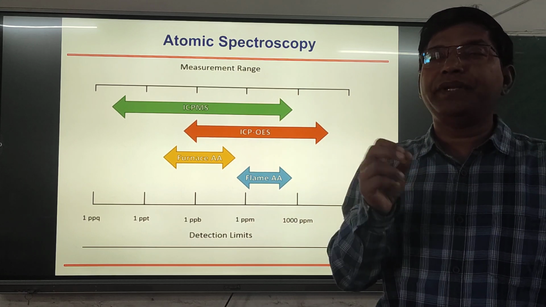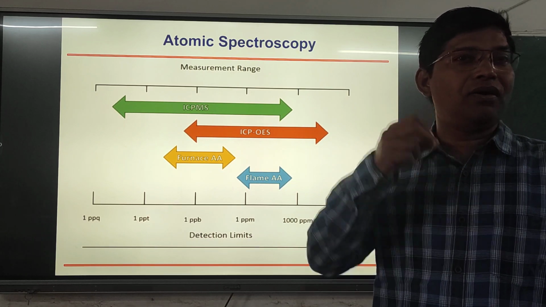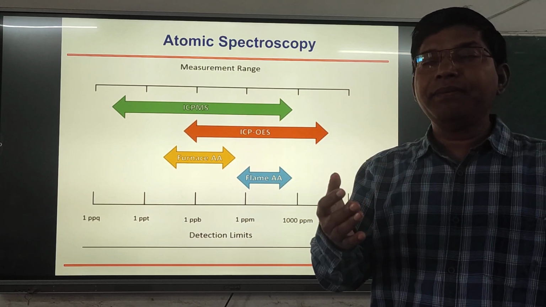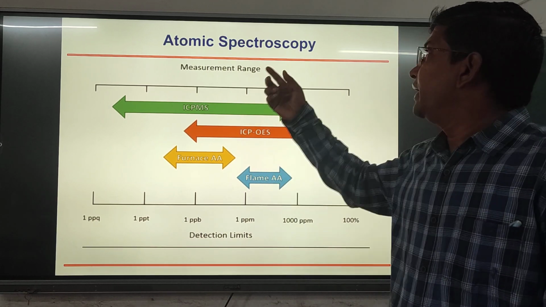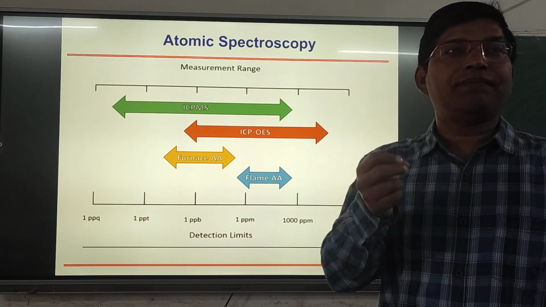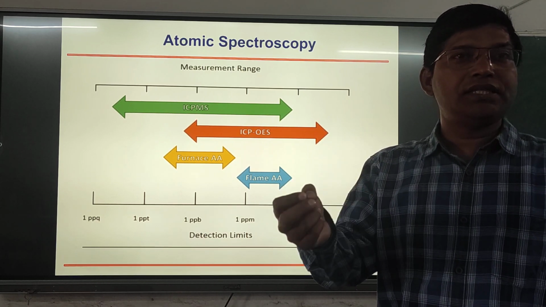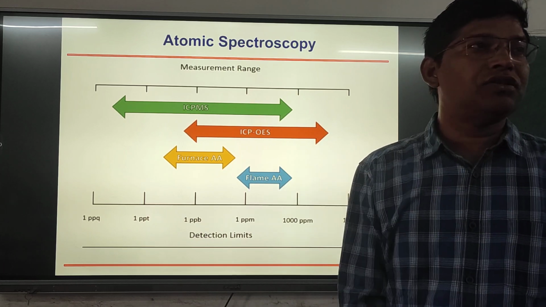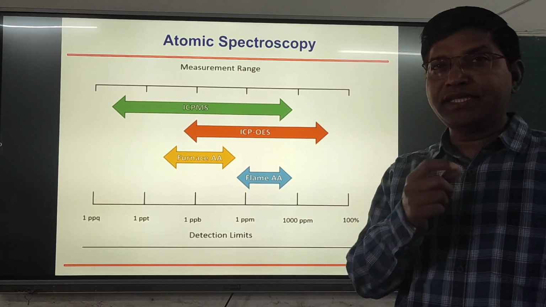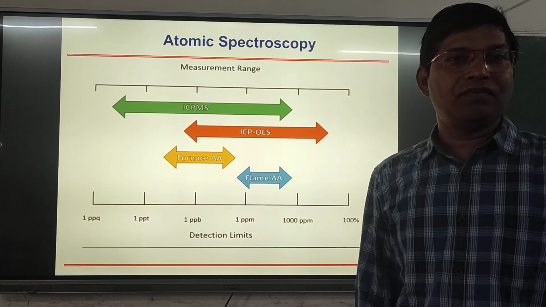The presence of different elements in drinking water, food samples, milk samples, or maybe in your hair, the concentration is different, and at that time the selection of instrument in atomic spectroscopy is very important. Which instrument will we select? If you do not select a proper instrument for a measurement, there is a wastage of your time and also wastage of money.